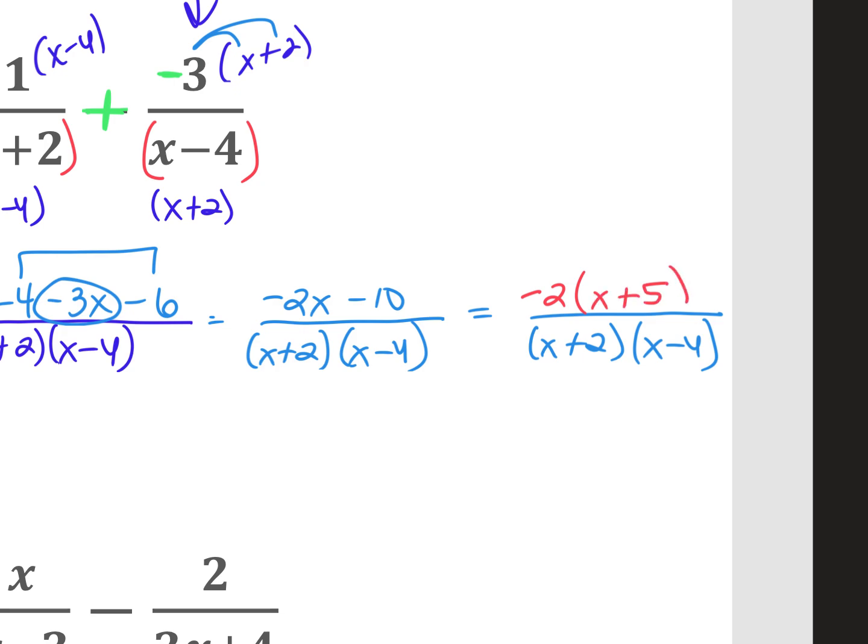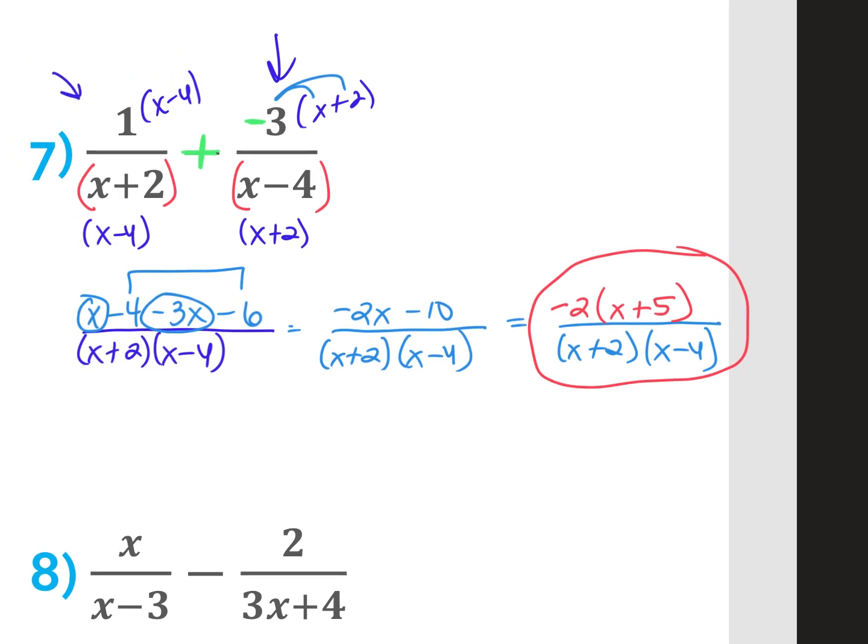X plus 5. Okay. Are any of your parentheses exactly the same? No. Do you have any numbers on the outside of the parentheses that can simplify? No. But always simplify as much as possible, because you might end up in a situation where when you factor out that GCF, a parenthesis in the top and the bottom are exactly the same.